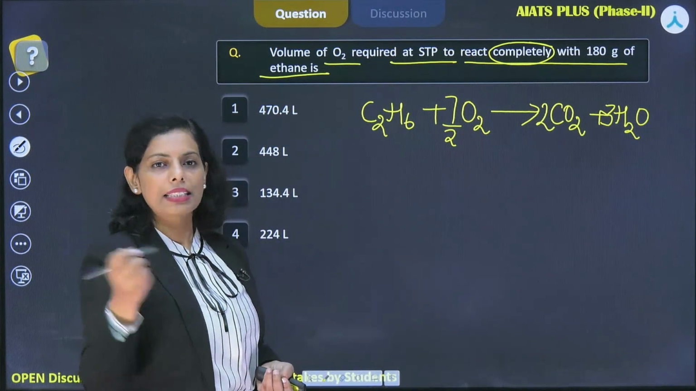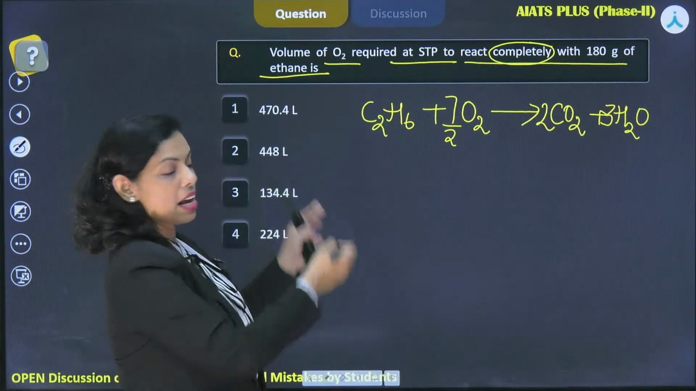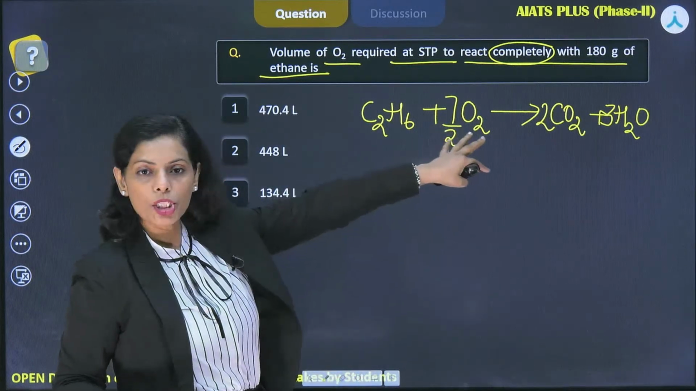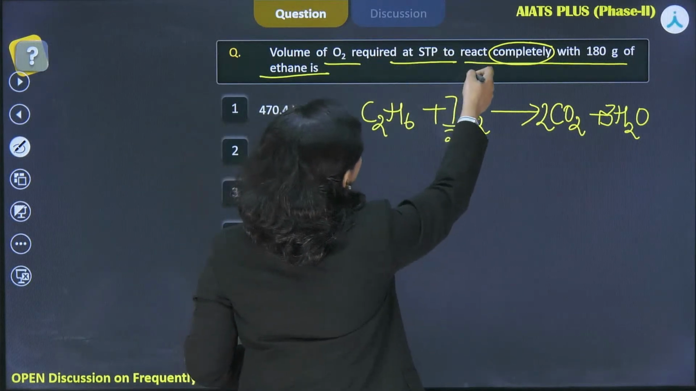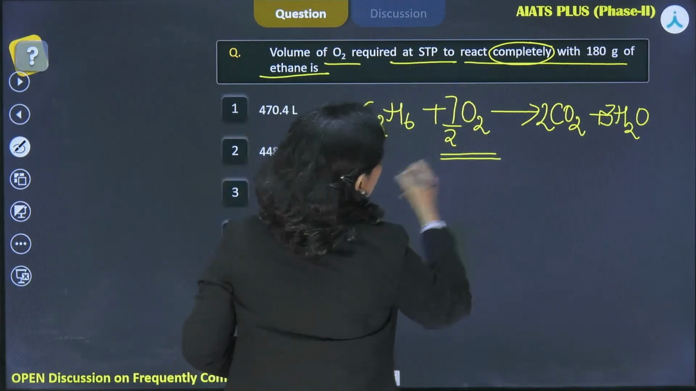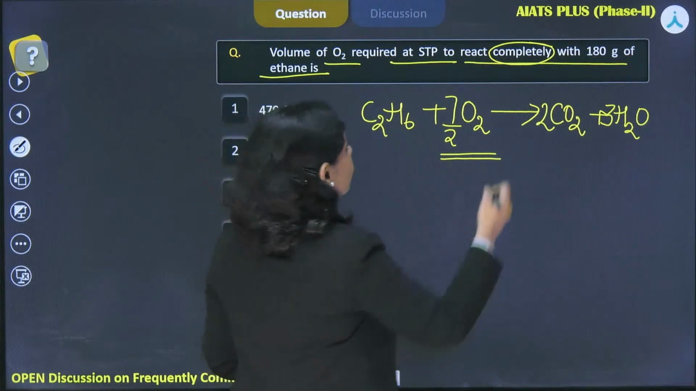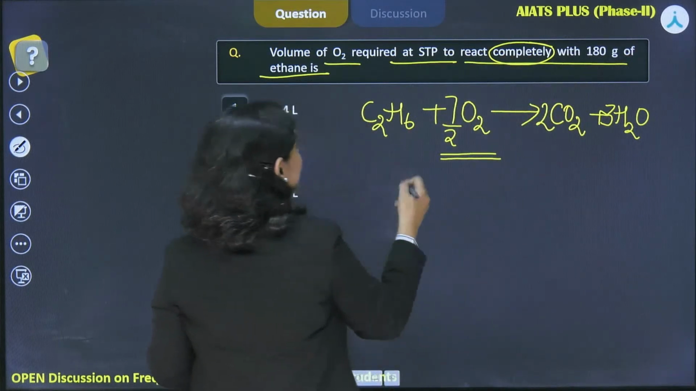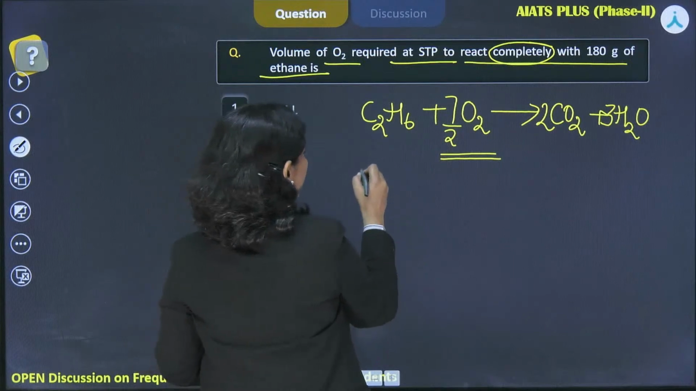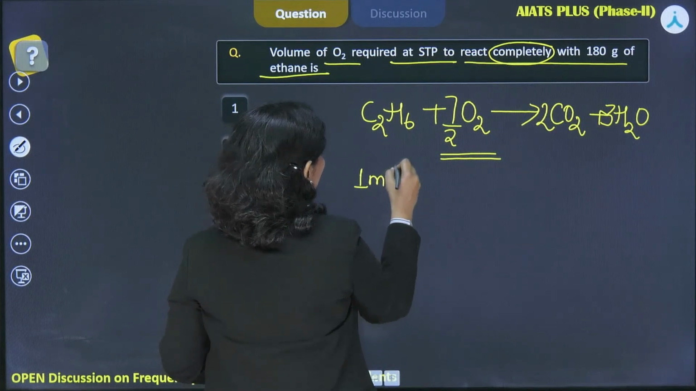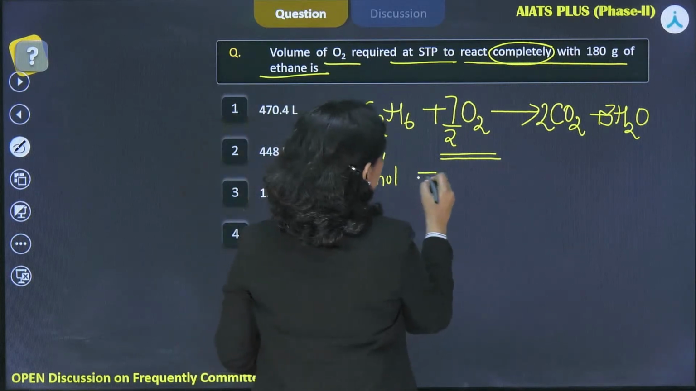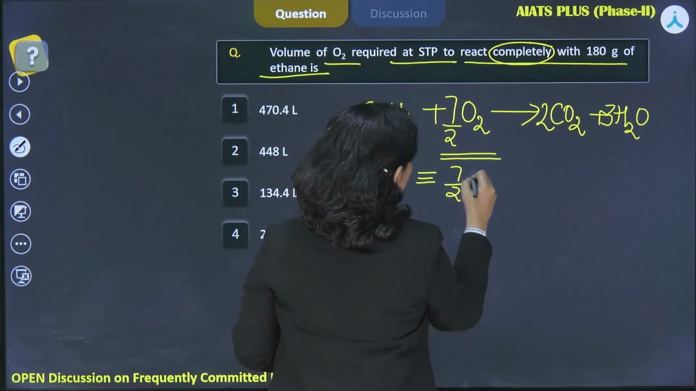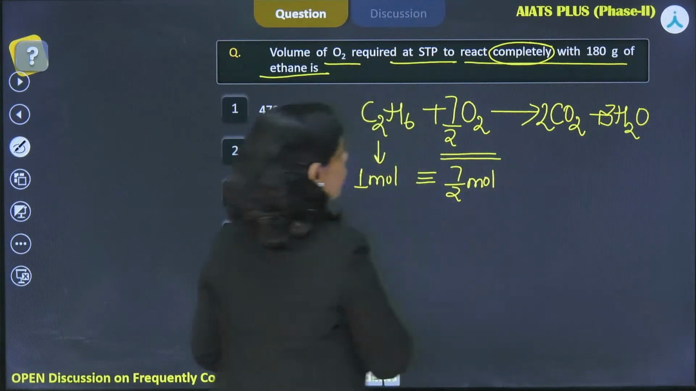Lakshmi, Bikram, Sahin, electricity, Dashrath, everyone, just have a look, right? This is the equation of the combustion of ethane. Now, the question is volume of oxygen required. You have to find out the volume of this oxygen which is needed for complete combustion of 180 gram of ethane. By just looking at this, I can simply say that if you want to burn 1 mole of ethane, then how much oxygen is needed? 7 by 2 mole of oxygen.